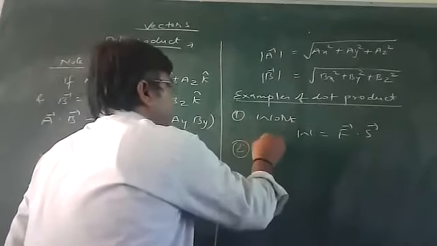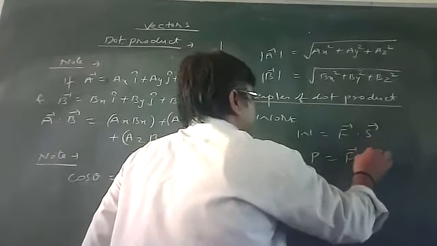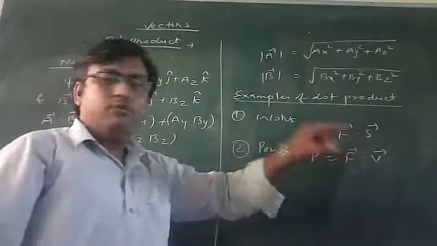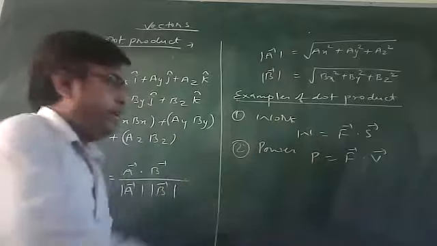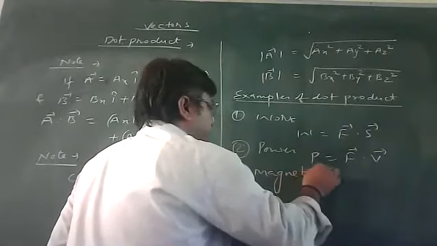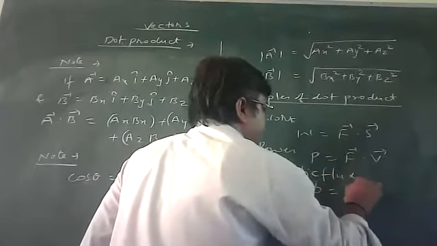Power is the dot product of force with velocity. The dot product of force and velocity will give you power. Force is a vector, velocity is also a vector, but power is a scalar quantity. If I am going for magnetic flux, the symbol of flux is phi, that is magnetic field.